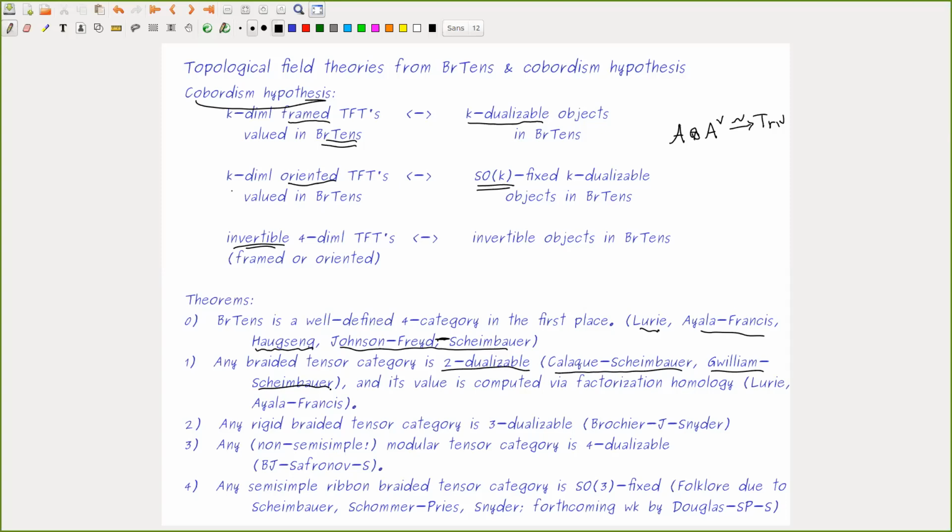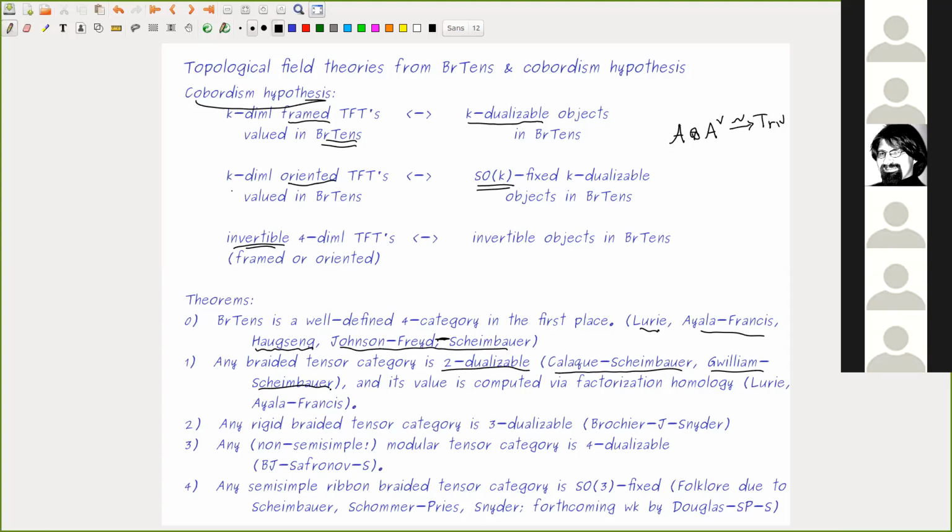And moreover, not only is it 2-dualizable, but that produces a two-dimensional TFT whose outputs are certain categories. And there's a formula for computing it, which had already been proposed by Ayala and Francis following work of Lurie.